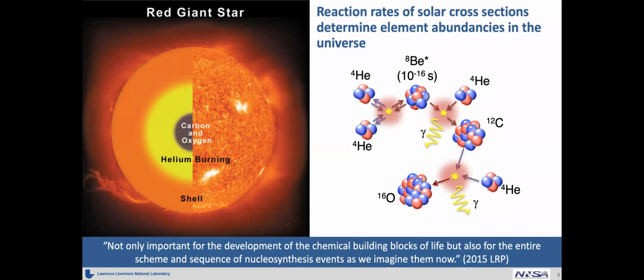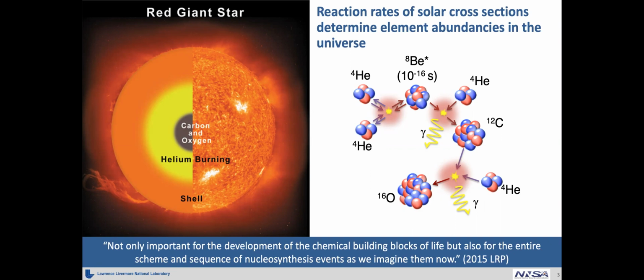As an example, we can look at the helium burning process from a more basic science side of things. So in the helium burning process, two helium-4 nuclei fuse together for a brief 10 to the minus 16 seconds, forming an unstable beryllium-8 state. Then they can capture another helium-4 particle, form carbon-12, which can then capture another helium-4 particle and form oxygen-16. And it's the precise ratio of reaction rates at each of these steps that will determine what is the final ratio of carbon to oxygen in the universe.